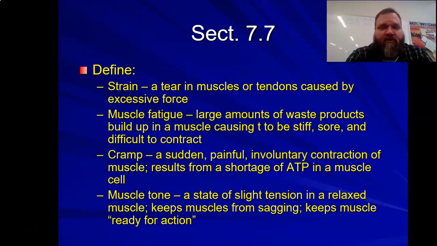Define. These are all injuries that we can get. A strain. A strain is a tear in muscles or tendons caused by excessive force. Muscle fatigue. This is when large amounts of waste byproducts build up in a muscle, causing it to be stiff, sore, and difficult to contract. A cramp. This is a sudden, painful, involuntary contraction of a muscle resulting from a shortage of ATP in a muscle cell. Muscle tone. The state of slight tension in a relaxed muscle keeps the muscle from sagging.